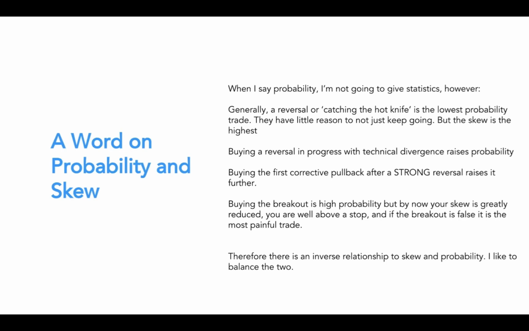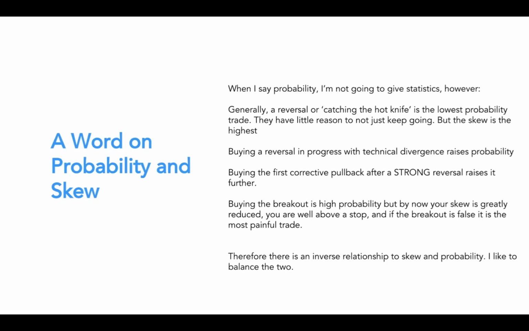So generally a reversal, or catching the hot knife, as I like to call it, is the lowest probability trade. You're basically catching a reversal while price is moving in velocity, but your skew is the highest. What I mean by that is the stop is pretty close and your reward is farthest away because you're catching the reversal. Buying a reversal in progress with technical divergence, which we'll talk about, raises that probability a little bit. That usually means price is starting to lose momentum to the downside, so you have a stronger reversal potential. Buying the first corrective pullback after a strong reversal raises it further. And then buying the breakout is high probability, but by now your skew is greatly reduced.